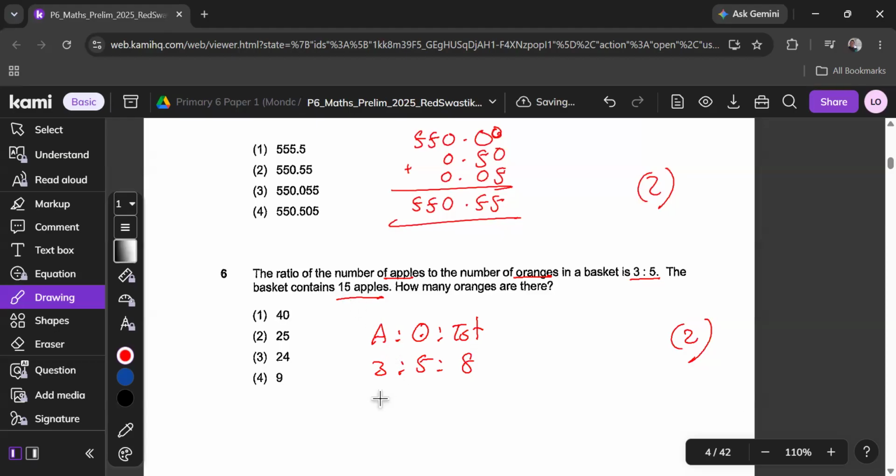And then you can see that the apple is 3 units. So 1 unit is 5. So 5 units. 5 units will be how many? So 5 times 5. And you get 25. So that's how you get the answer.